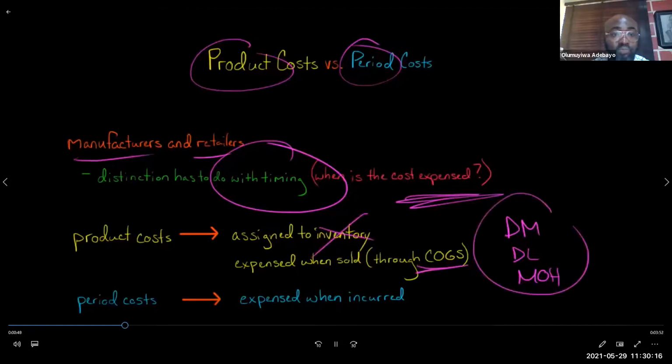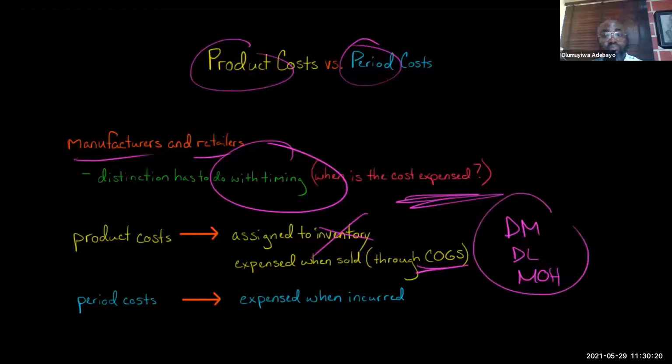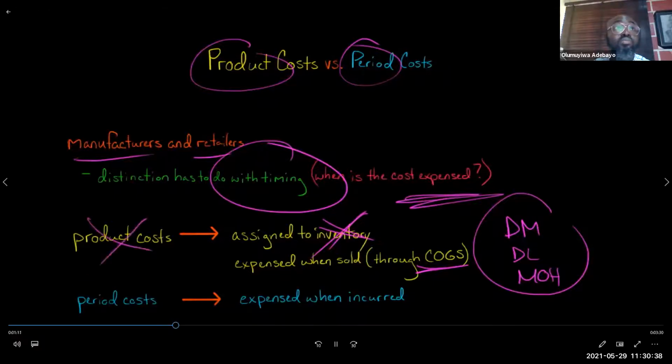A retailer, conversely, when they purchase inventory from a manufacturer, has an asset account called inventory, and that is capitalized, including all the costs of acquiring the inventory. But when the retailer sells the inventory to a customer, that's when they expense those costs through cost of goods sold. Period costs are just costs that are not product costs. It's all the other costs, and they are expensed when they're incurred.